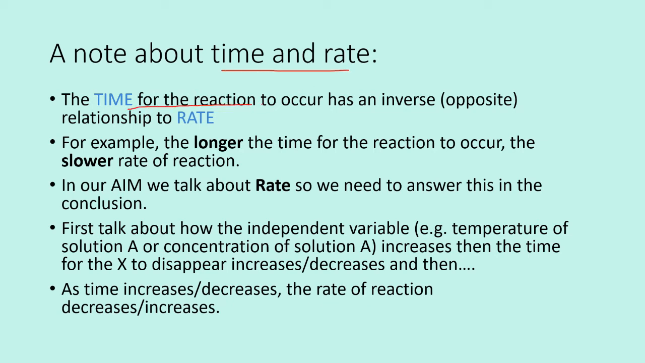Just to elaborate more about time and rate. The time for the reaction to occur is what we're going to measure, the time for that cross to disappear. But we're really interested in rate, and that's what's in our aim. So the longer the time for the reaction to occur, the slower the rate of reaction.